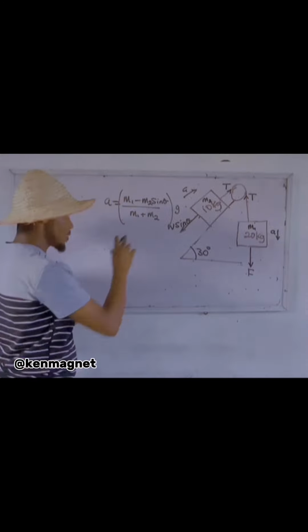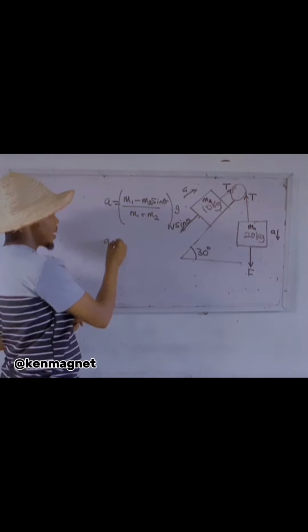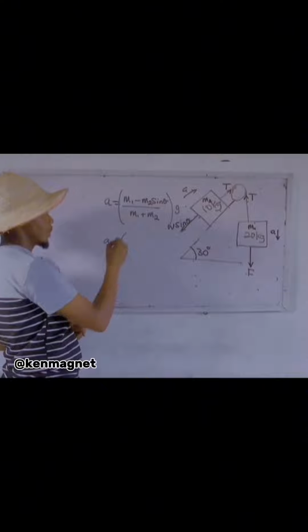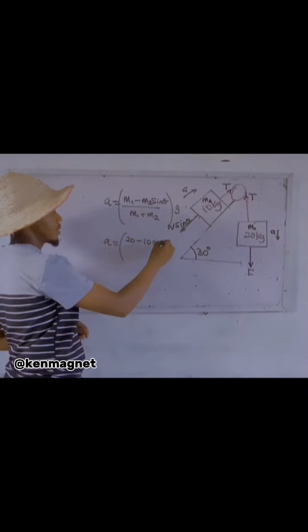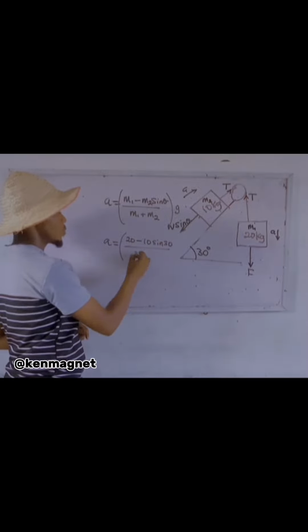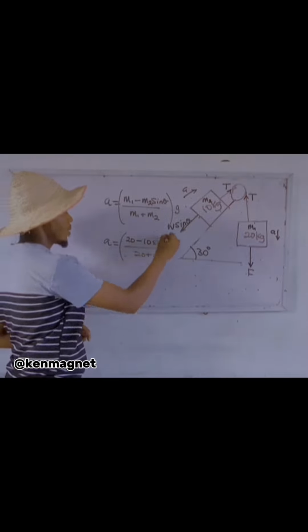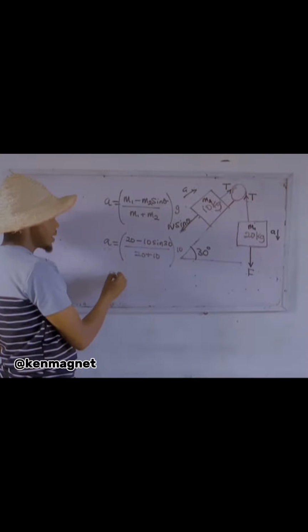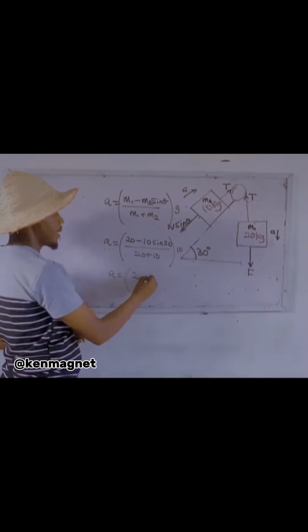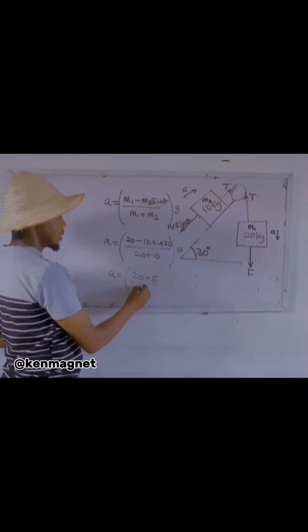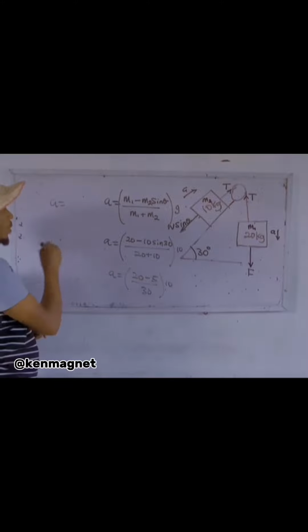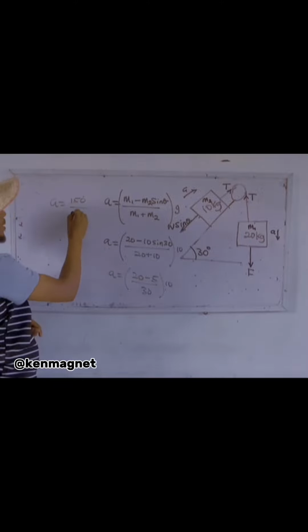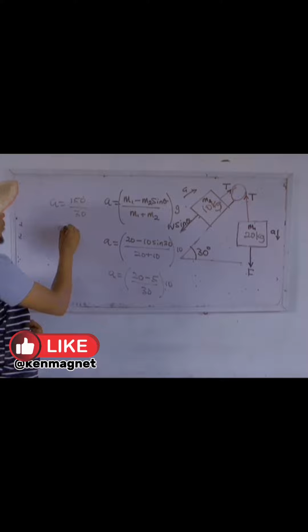Now let's input the values. A is equal to 20 minus 10 sine 30 over 20 plus 10, times 10. So A is equal to 20 minus 5 over 30, times 10. Acceleration, therefore, is 150 over 30, which is equal to 5 meters per second squared.